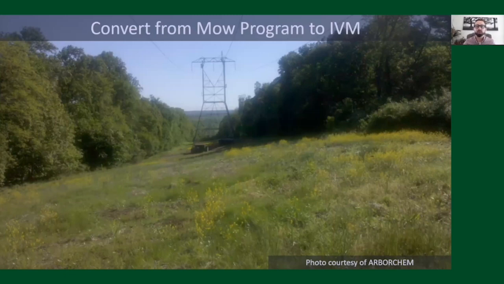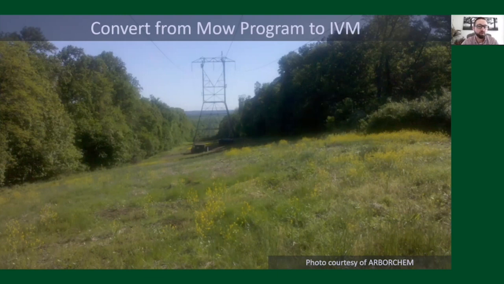So we start with converting our program into IVM. And the way we do this at first is generally by resetting. So typically, if we haven't been managing through IVM, we're going to have all sorts of incompatible vegetation growing on those rights of way that we need to get rid of before we can establish our compatible vegetation. Oftentimes, the way that we do this is by converting, by doing a cut stubble treatment. So maybe we'll go through and we'll mow the entire right of way, and then we'll perform a cut stubble treatment of an herbicide, or maybe we'll perform a high volume foliar treatment of an herbicide.